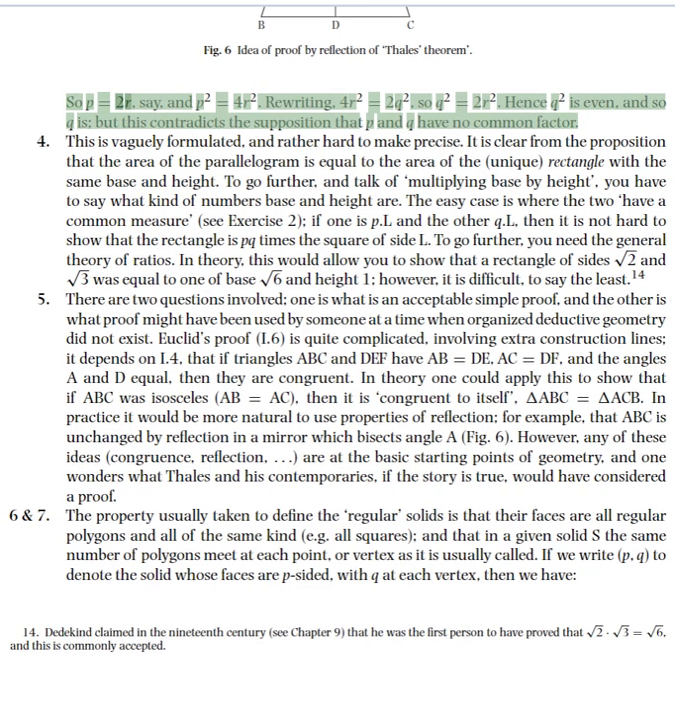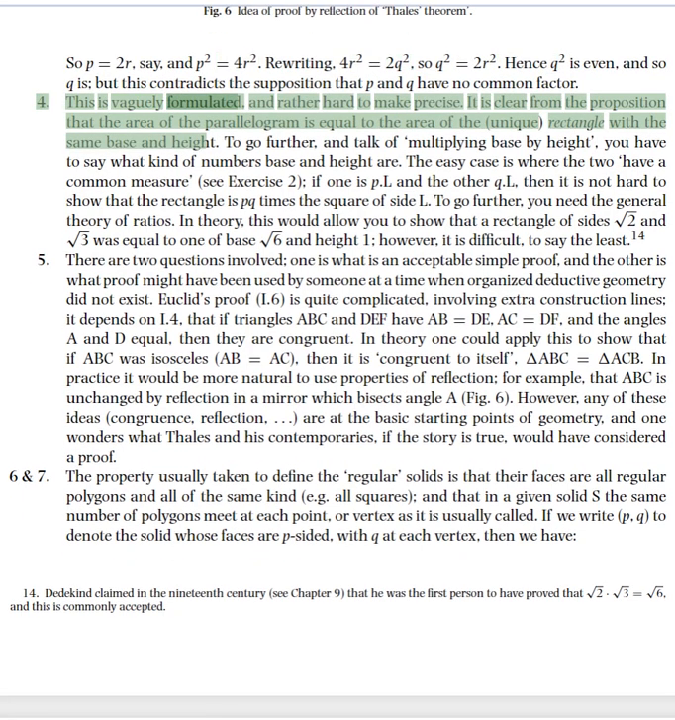So P equals 2R, say, and P² equals 4R². Rewriting, 4R² equals 2Q², so Q² equals 2R². Hence Q² is even, and so Q is, but this contradicts the supposition that P and Q have no common factor. 4. This is vaguely formulated, and rather hard to make precise.